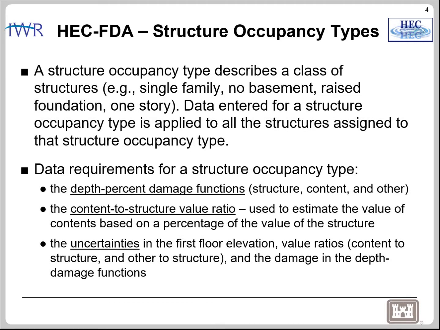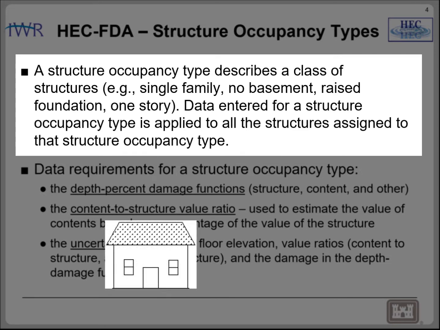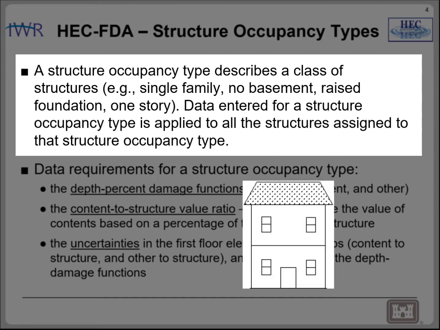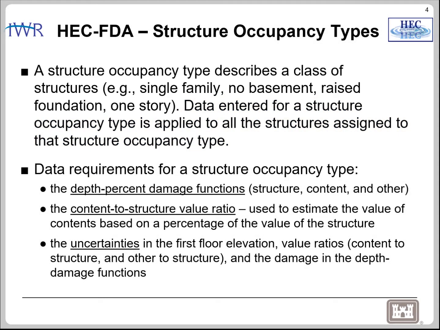In HEC-FDA, the second step is to create the structure occupancy type. You need the damage categories created prior to this step, so make sure you follow the steps in order. The structure occupancy type is another way to aggregate structures. In this case, you describe the class of the structure, such as a single-family, no-basement, raised foundation, one-story structure. You can also have, for example, a single-family, no-basement, raised foundation, two-story structure. The data that's entered for a structure occupancy type is applied to all structures assigned to that structure occupancy type.